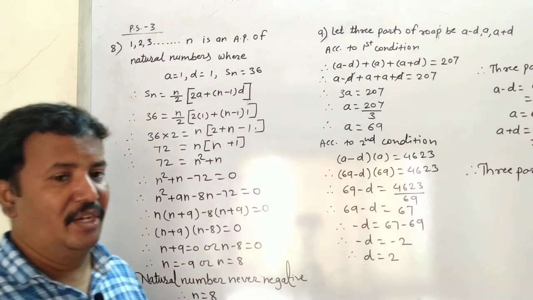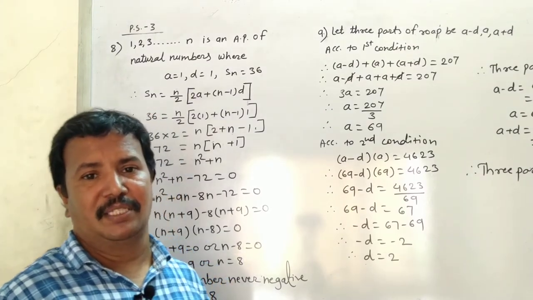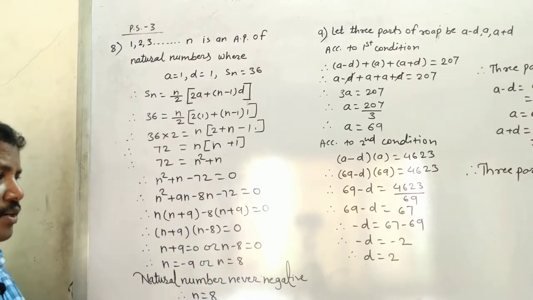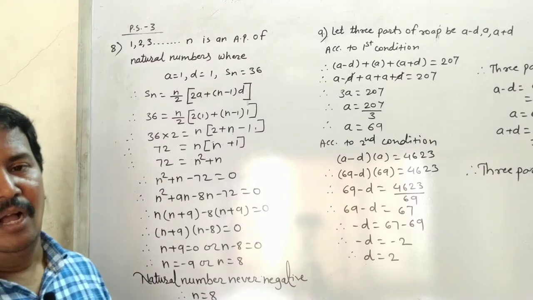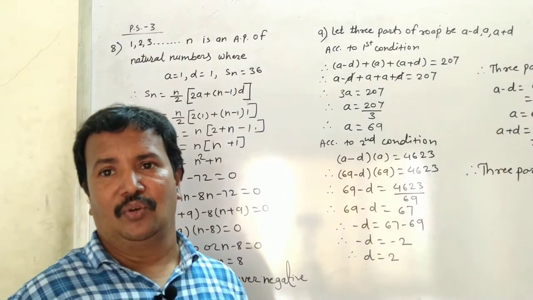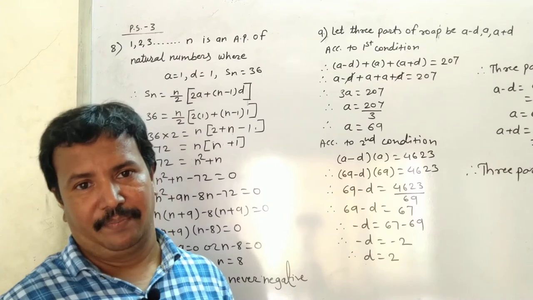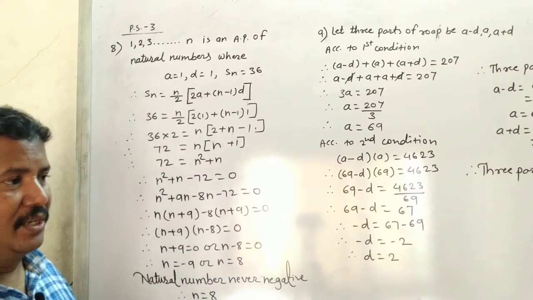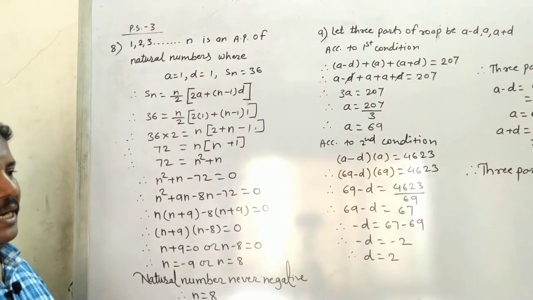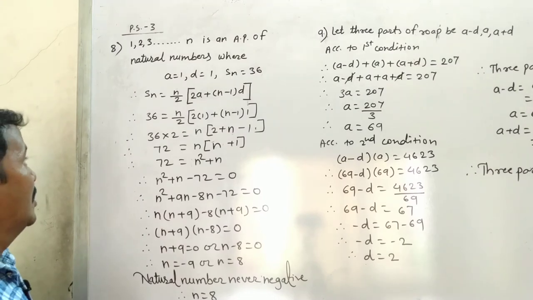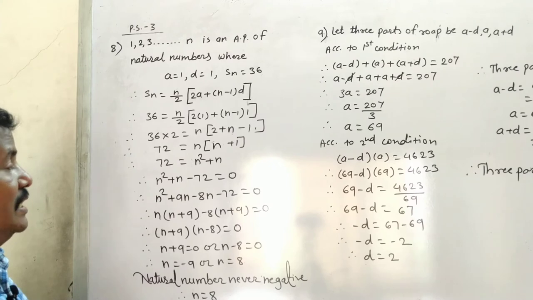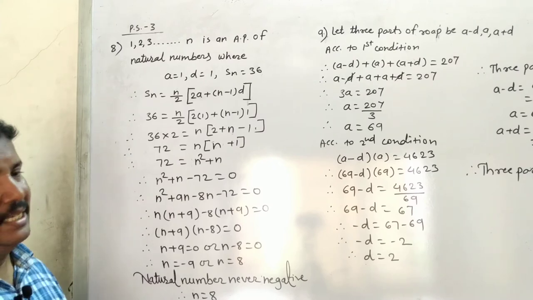Why? Because they are natural numbers, and what is the difference between natural numbers? It is 1. It is common sense that natural numbers have a difference of 1. So there is no need to find d. If even numbers or odd numbers are specified, then the difference is 2. But here it just says natural numbers, so the difference is 1. So a is equal to 1, d is equal to 1, Sn is equal to 36.